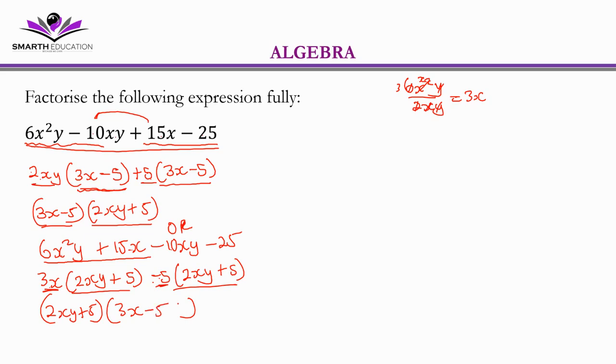And then our second bracket, we're going to have 3x minus 5. So you see that it's just the same thing. We have 3x minus 5 here, 3x minus 5. 2xy plus 5, 2xy plus 5. So we have factorized fully.